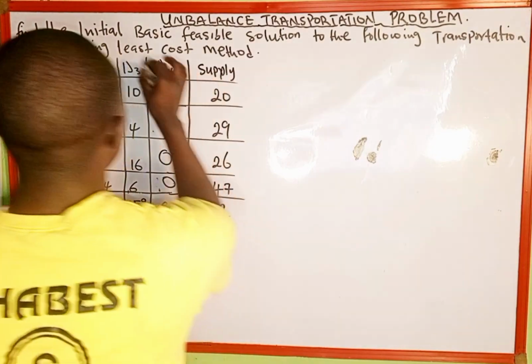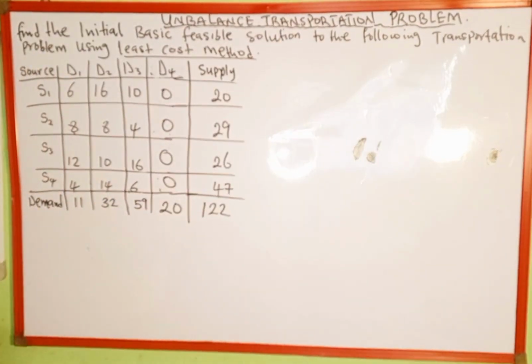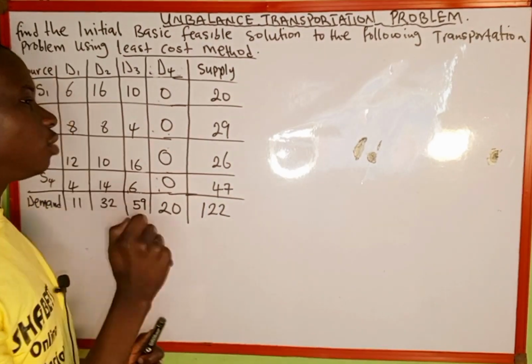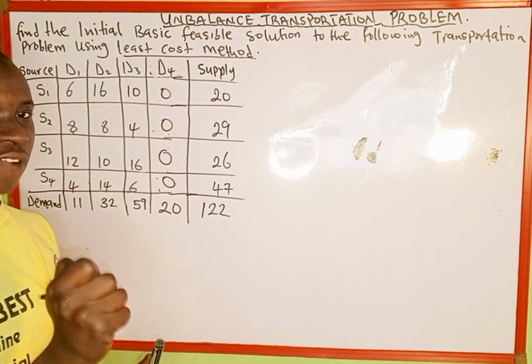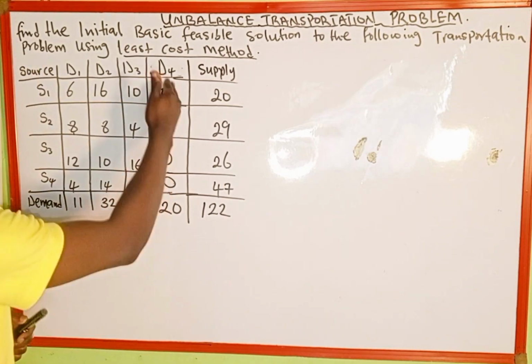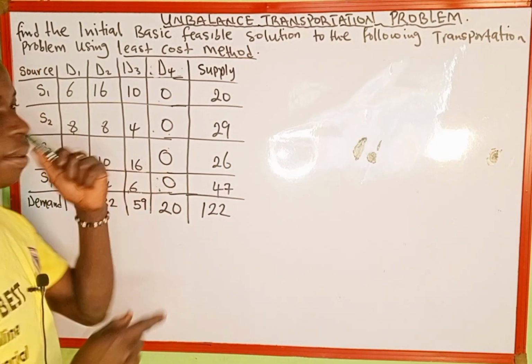Now, we're going to use the least cost method to find the transportation cost. How are we going to use the least cost method? Remember, as the name implies, least. We are going to start our allocation from the least value in the destination. What's the least value here? The least value is 0. So the next thing you are going to consider is the minimum allocation.